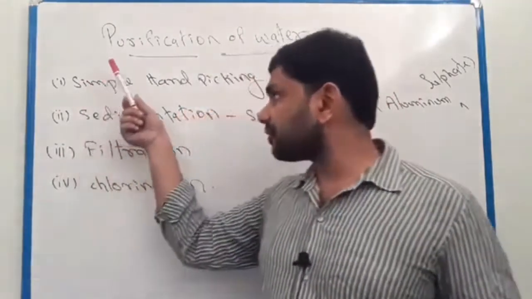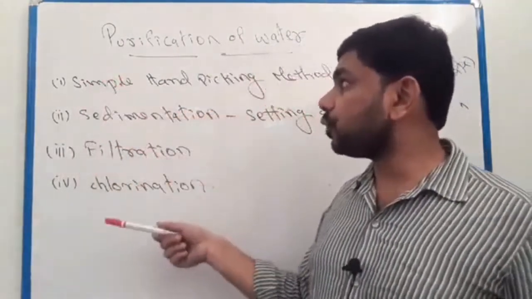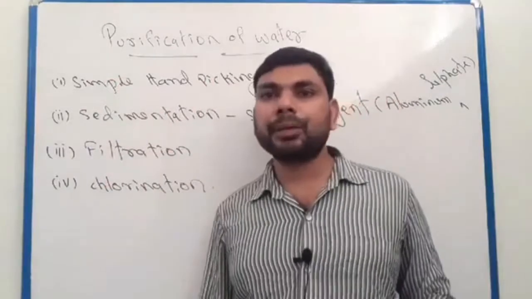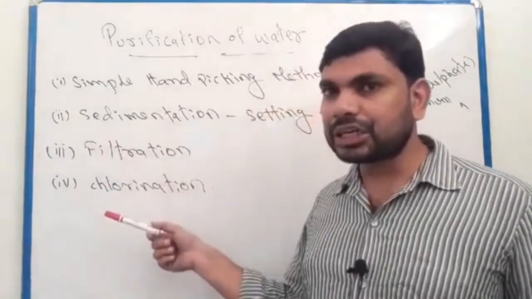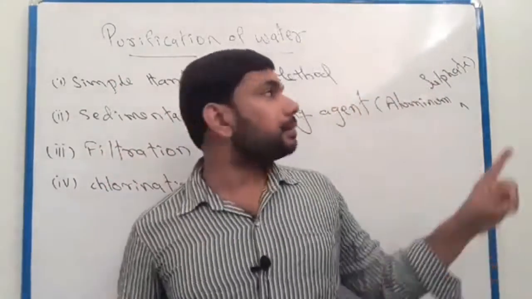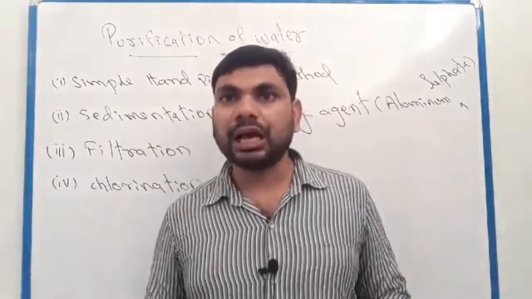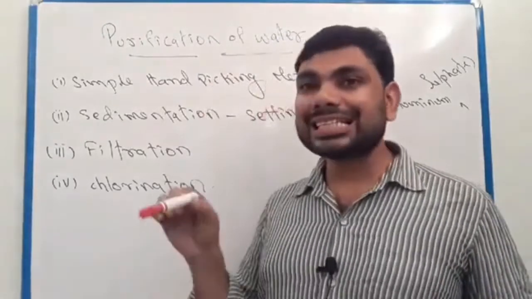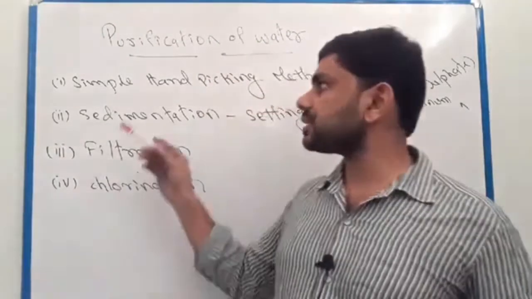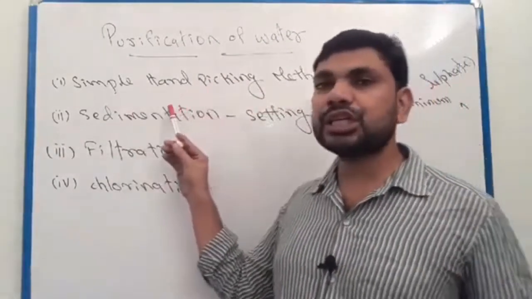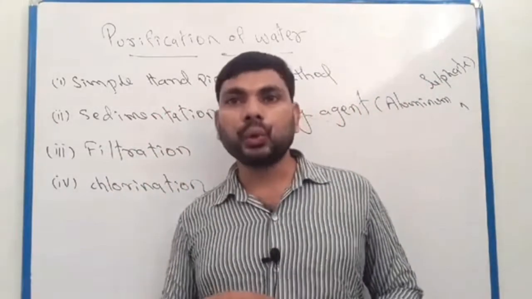So these are the different steps to purify water. Simple hand picking method, then sedimentation. Remember here aluminium sulfate is used as a settling agent. Okay, simple hand picking method, sedimentation, filtration, chlorination.